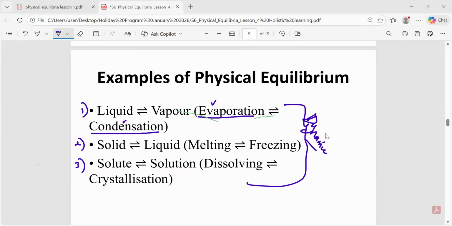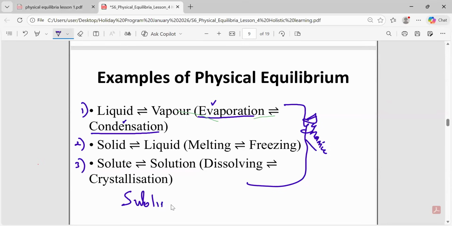Yes. So for me, my question is, is crystallization the same as sublimation? Are you talking about sublimation and crystallization?